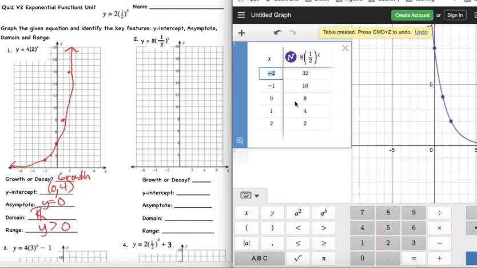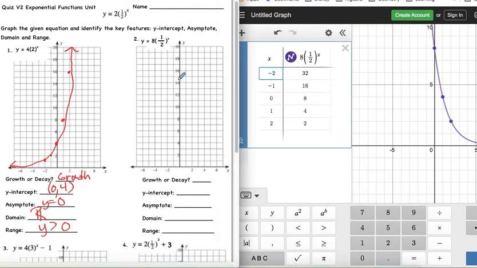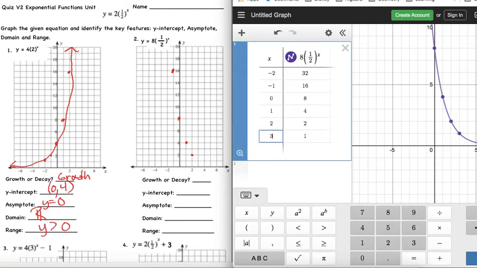And I'm going to make a table out of it so I can see some values for plotting. So -2 is at 32, which is off my grid. -1 is at 16. 0 is at 8. 1 is at 4. 2 is at 2. If we wanted to add some more here, if I add 3, 3 is at 1.